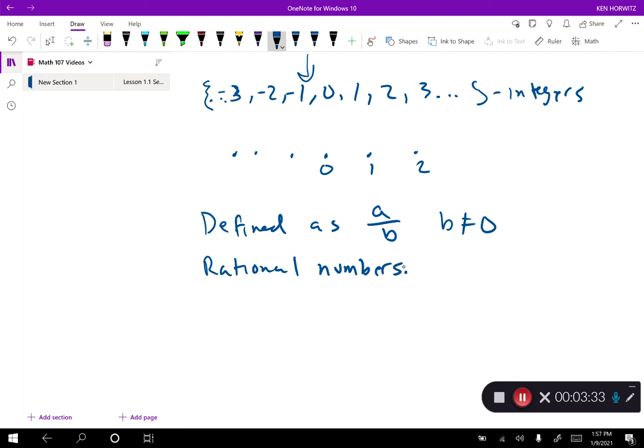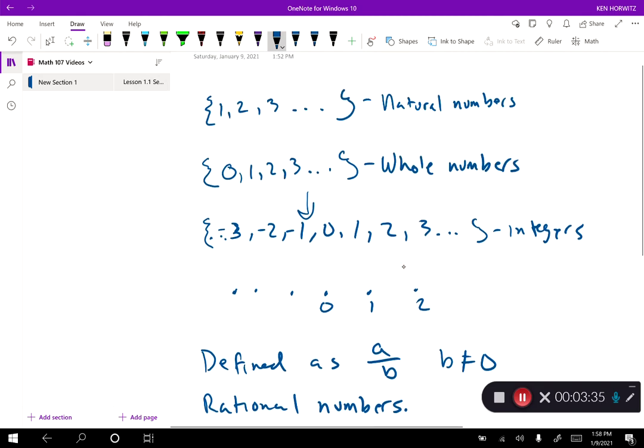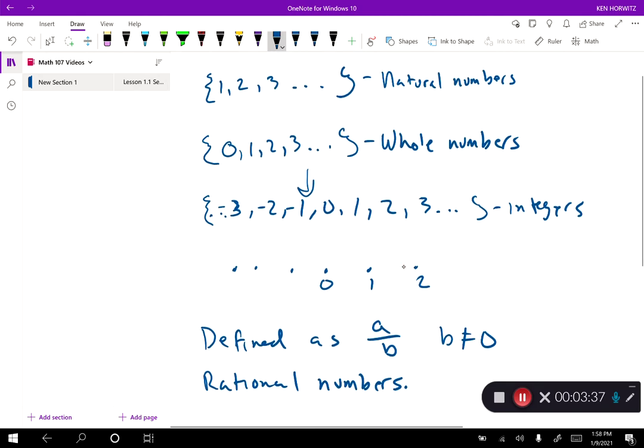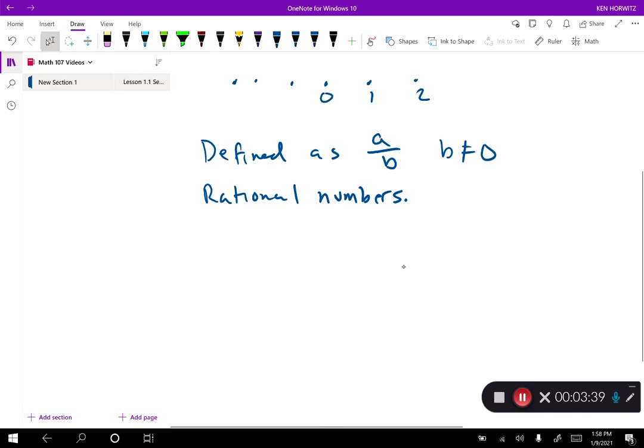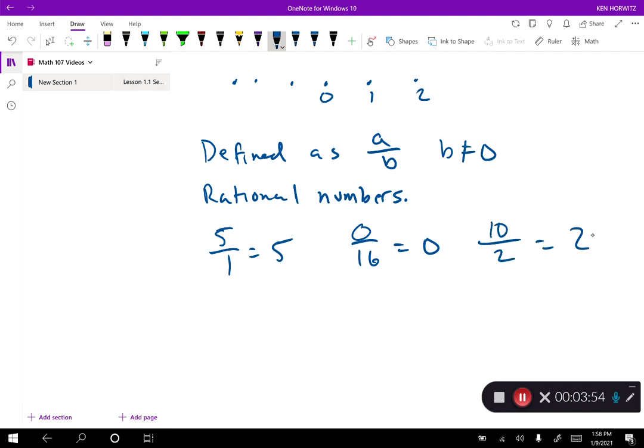All right, now notice the natural numbers, whole numbers, and integers are all rational numbers anyway, because if I say 5 over 1, that equals 5, an integer, right? If I said 0 over 16, that's 0, right? That's part of the whole numbers. Or I could say 10 divided by 2, which would be not 2, but it would be 5, right? So all these numbers are included in the rational numbers.